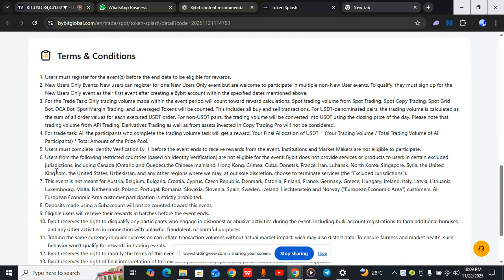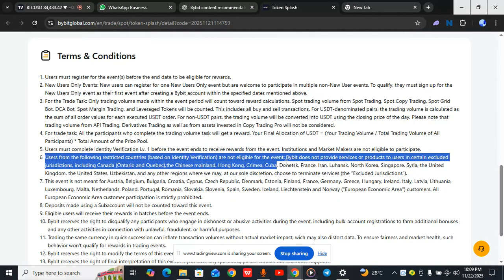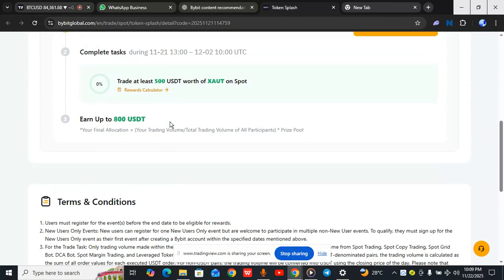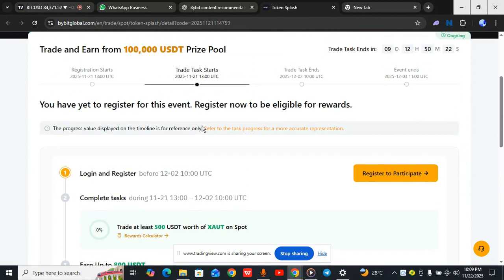In terms of countries, there are countries that cannot participate in this. And so before you get started, you want to check number 6 over here, look at this area, and see if your country is here. If your country is here, like say the US or United Kingdom, then you might not be able to participate in it. But if you are from, let's say, Nigeria, which is my country, then you're qualified for this particular offer.